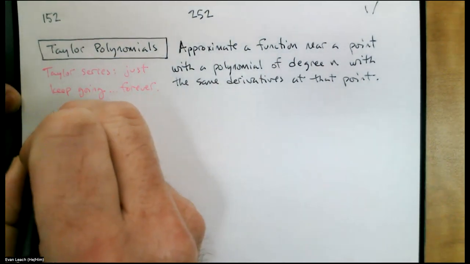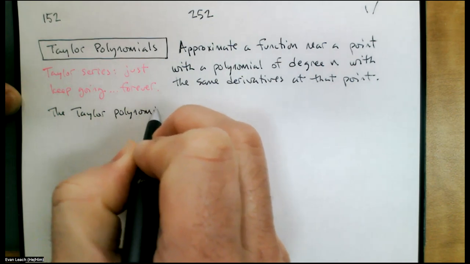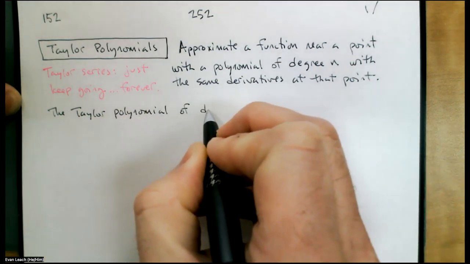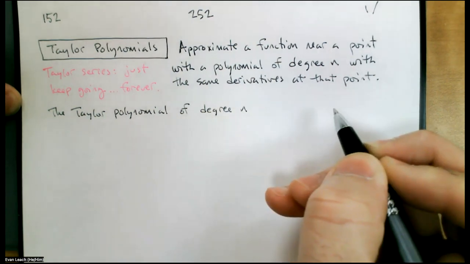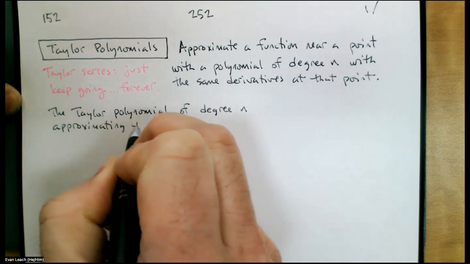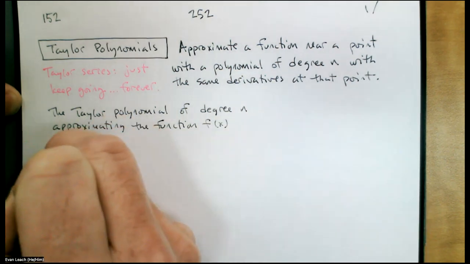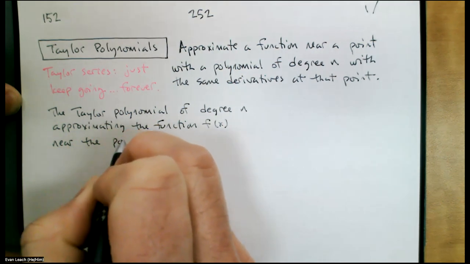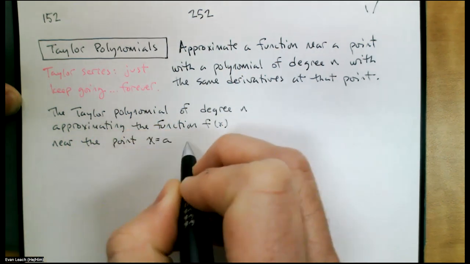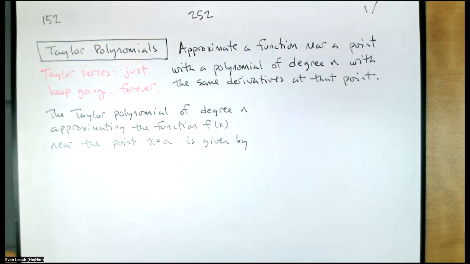So here are the things that we need. The Taylor polynomial of degree n approximating the function f of x near the point x equals a is given by. These are the elements that we want: the degree of our approximation, the function that we're approximating, and where we're basing our approximation.